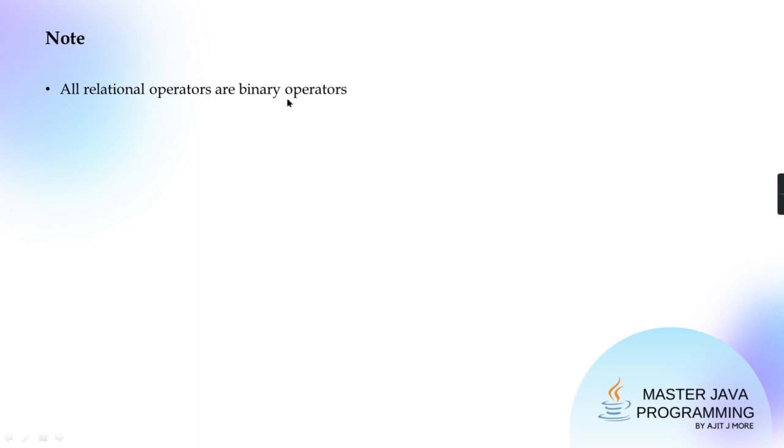Then, note the points you remember. All relational operators are binary, meaning they are going to operate on 2 operands. The rule is clear. Their operands are strictly numeric. Meaning, can anyone tell me in other words? Their operands are numeric primitive.